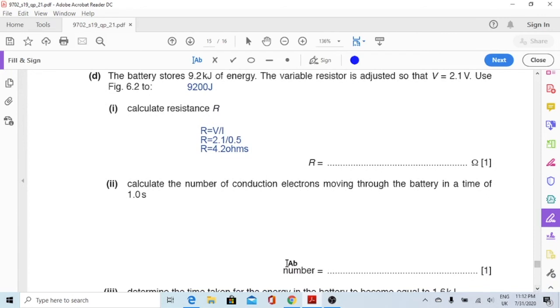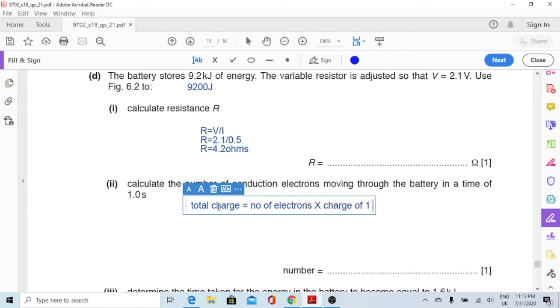Part 2, calculate the number of conduction electrons moving through the battery in a time of 1 second. Okay, so the formula I'll be using over here is total charge is equal to number of electrons multiplied by charge of 1 electron, which is a fixed value.